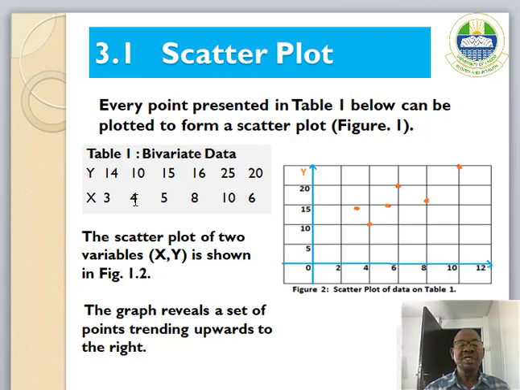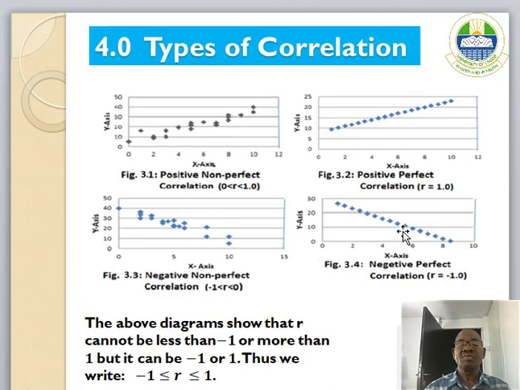The second point is 4 for x. We go where x is 4 and go up to meet where y is 10 and put a point or a star. Similarly, we represent all the points. Then we have all these points trending upwards to the right. It is a scatter plot. A scatter plot can tell us something about the correlation.